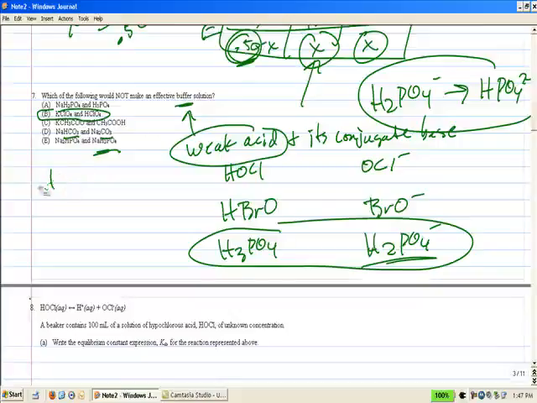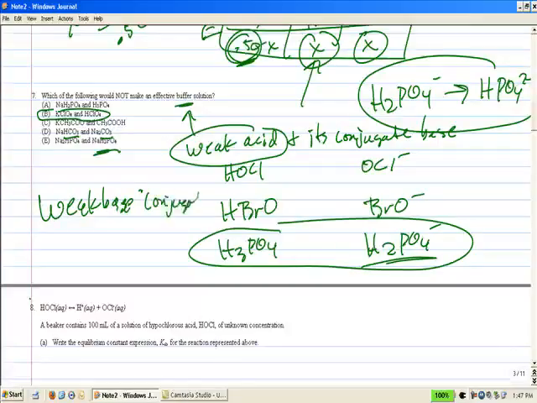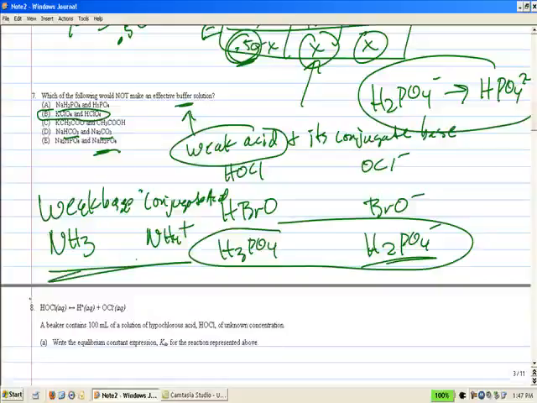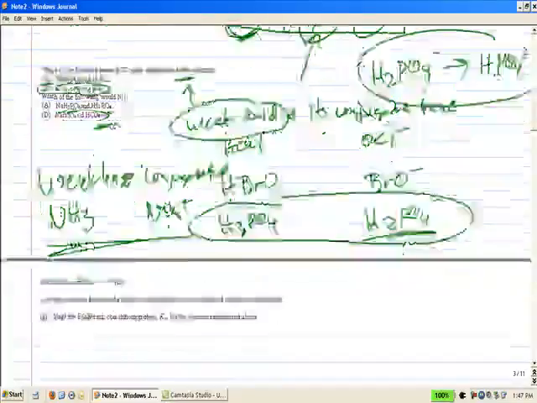Okay, one of the things they left out here that they could have certainly thrown in there is, remember that an effective buffer solution can also be a weak base and its conjugate acid. So something like NH3 and NH4 plus. That would be a perfect buffer solution as well. It just has to be a weak acid or a weak base and then its conjugate base or acid.